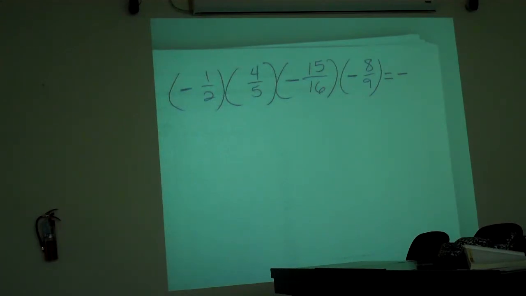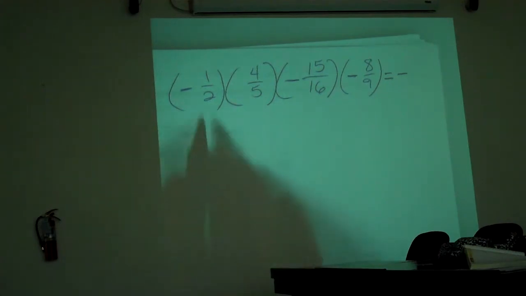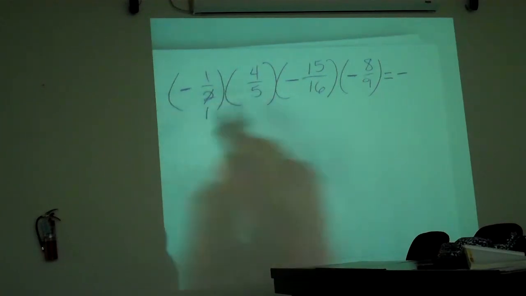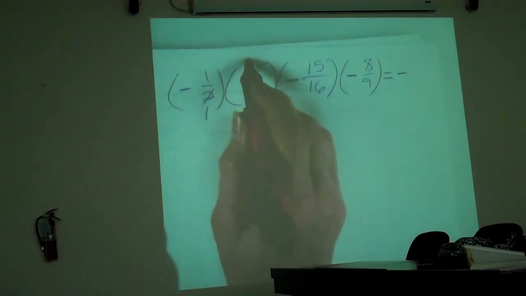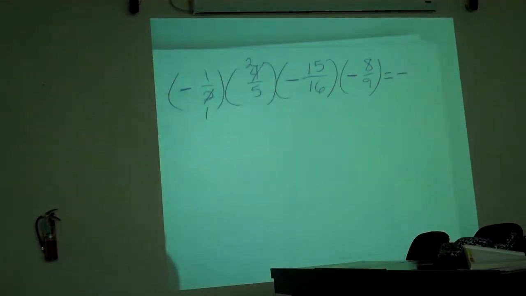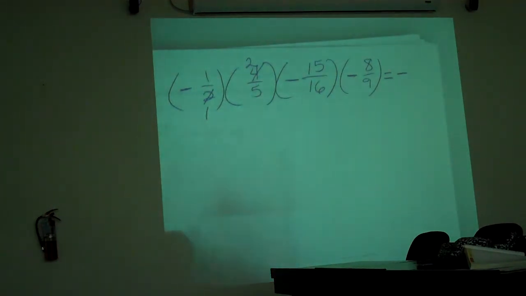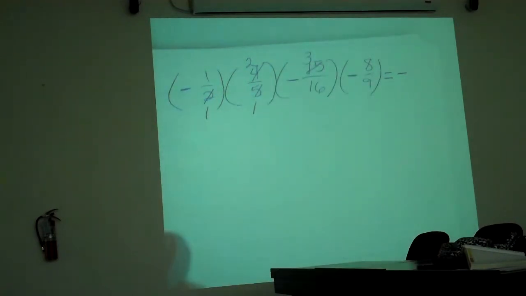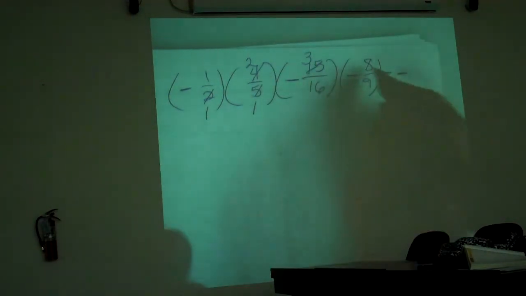Okay, before we do any multiplying, let's see what we can cancel. What can we divide by? Just going from 5 by 2. 2 and which one? We can do either one. Divide by 2, divide by 2. Okay. 5 and 15 divide by 5. 16 and 8 divide by 8.